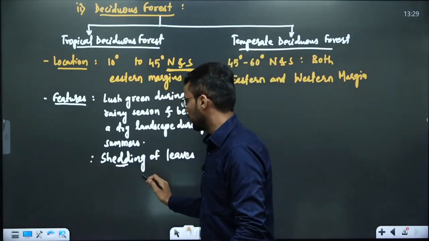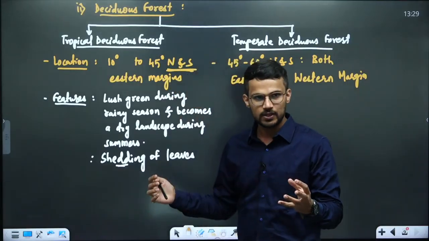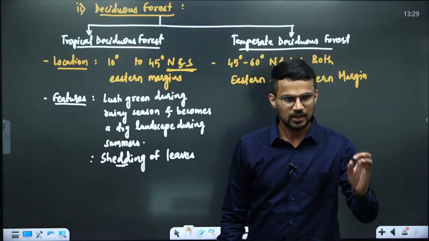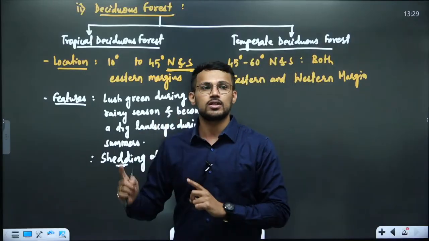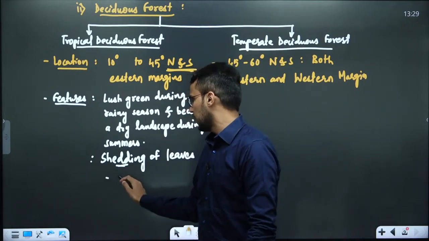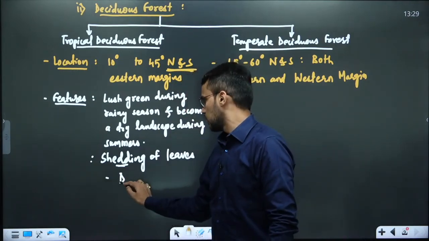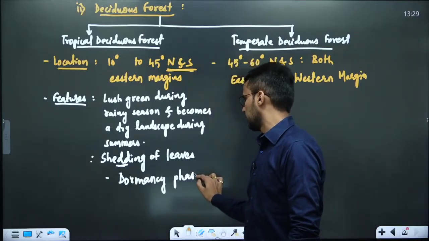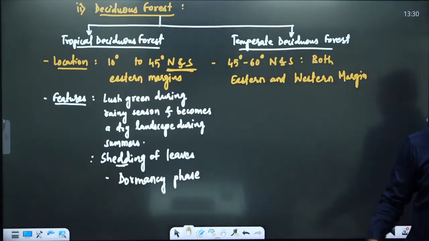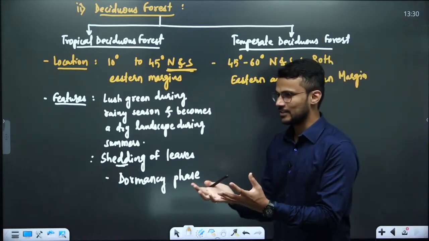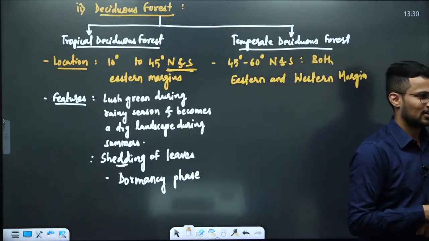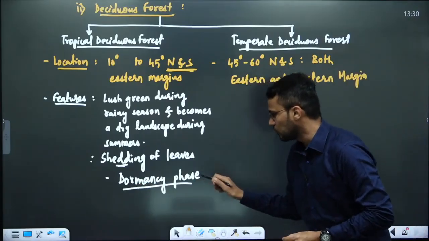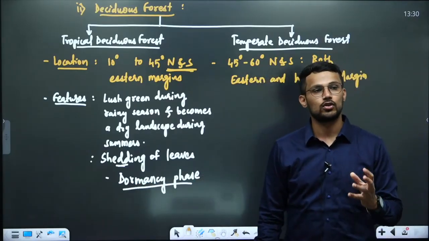Next, so if plants are shedding their leaves, they won't be able to carry out the activity of photosynthesis normally, right? And that's why if they have to survive, they have to enter into a phase of dormancy. Dormancy phase would be seen in these plants.